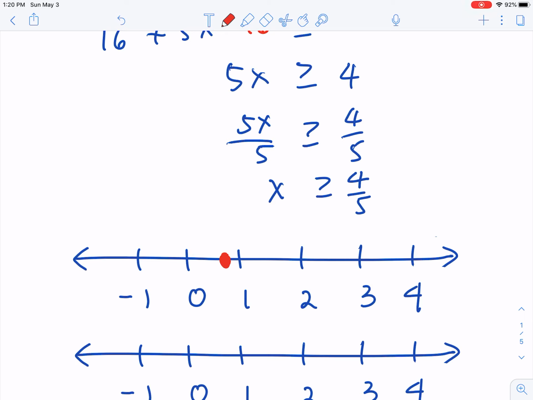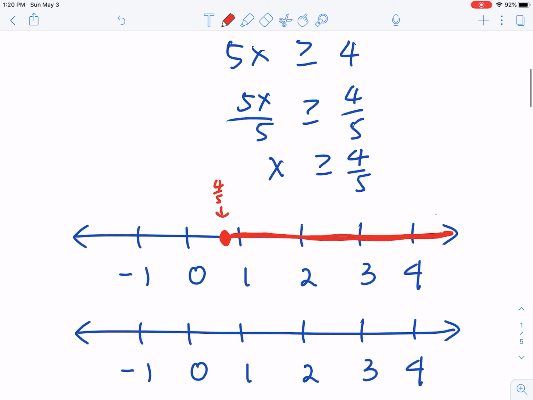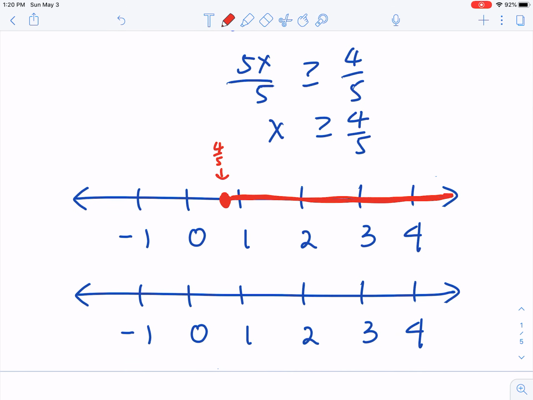So, saan yung mga numbers na yun? Yun ay nasa kanan ng 4/5. So, shade natin yan. Okay. So, ayusin nyo na lang pag nag-exam kayo. So, this is 4/5.